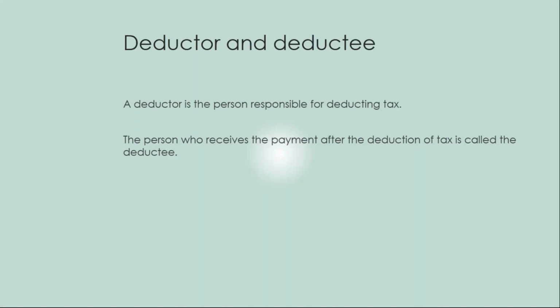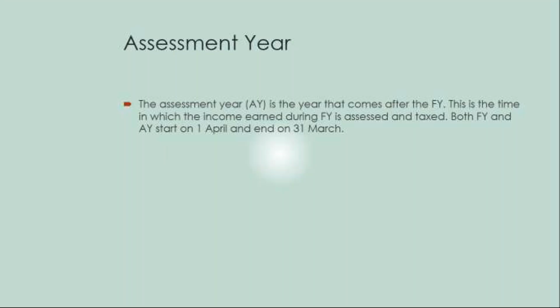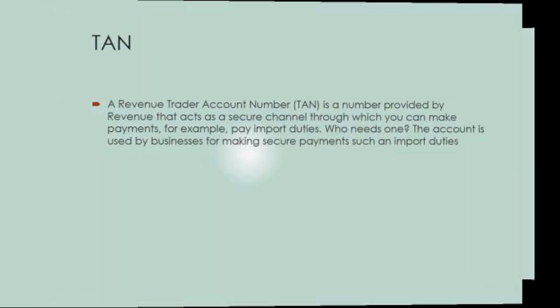Deductor is the person who is responsible for deducting a tax while paying the expenses. Deductee is the person who receives a payment after deducting a tax, meaning he is receiving an income, then he is called a deductee. Assessment year is the next financial year. It is after the financial year, the next financial year is called the assessment year.